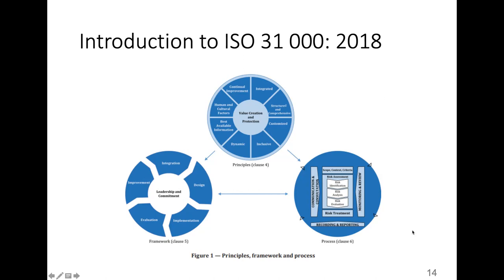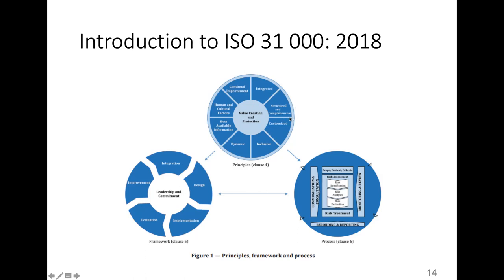And it consists of three main parts: principles, a framework, and a process. This risk management process is what most people know. The principles, though, are very important. The purpose of risk management is to create and protect value. I'll just quickly go over the principles.